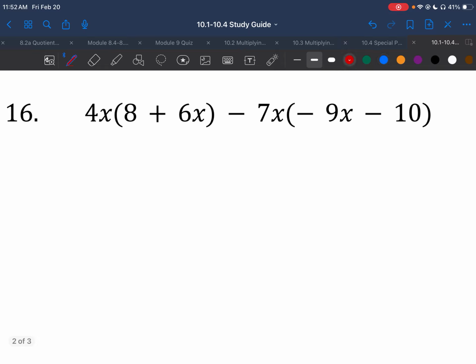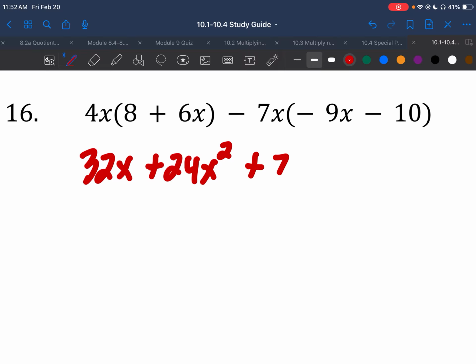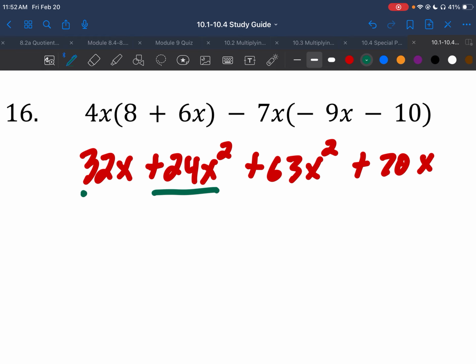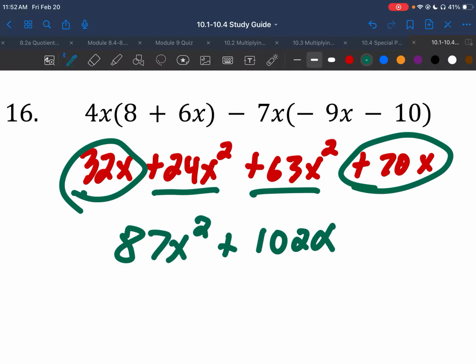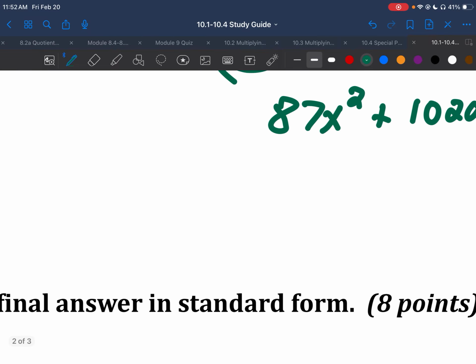Number 16, we start with distribution. We have 32x plus 24x squared plus 63x squared plus 70x. Combine like terms, we're going to do our squared terms first. We've got 87x squared, and then we have plus 32 plus 70 plus 102x.